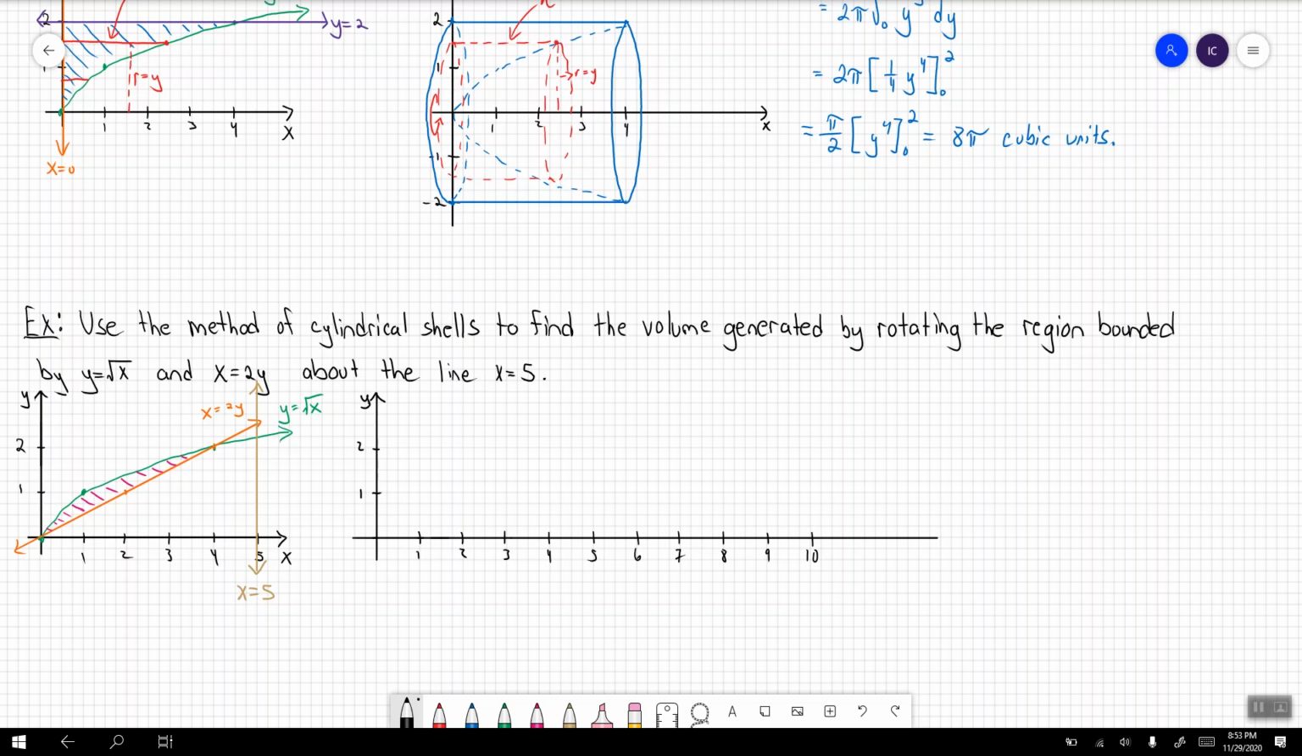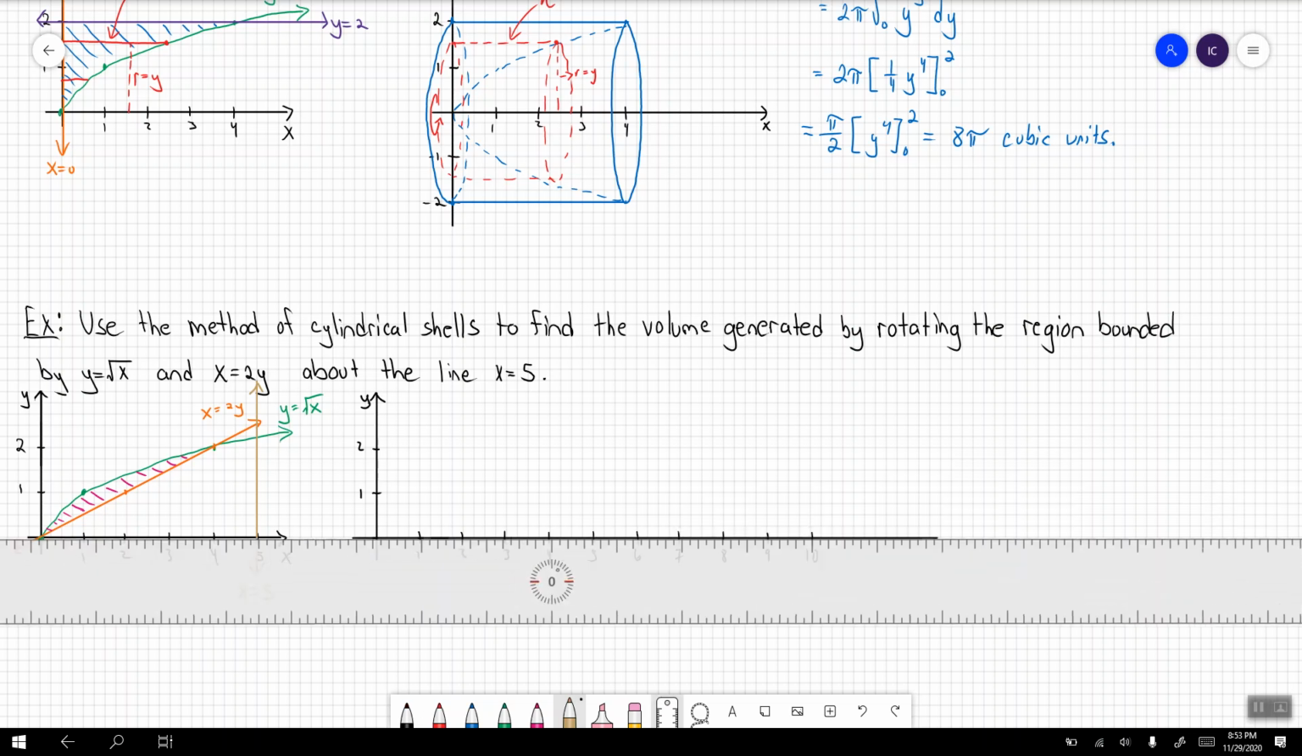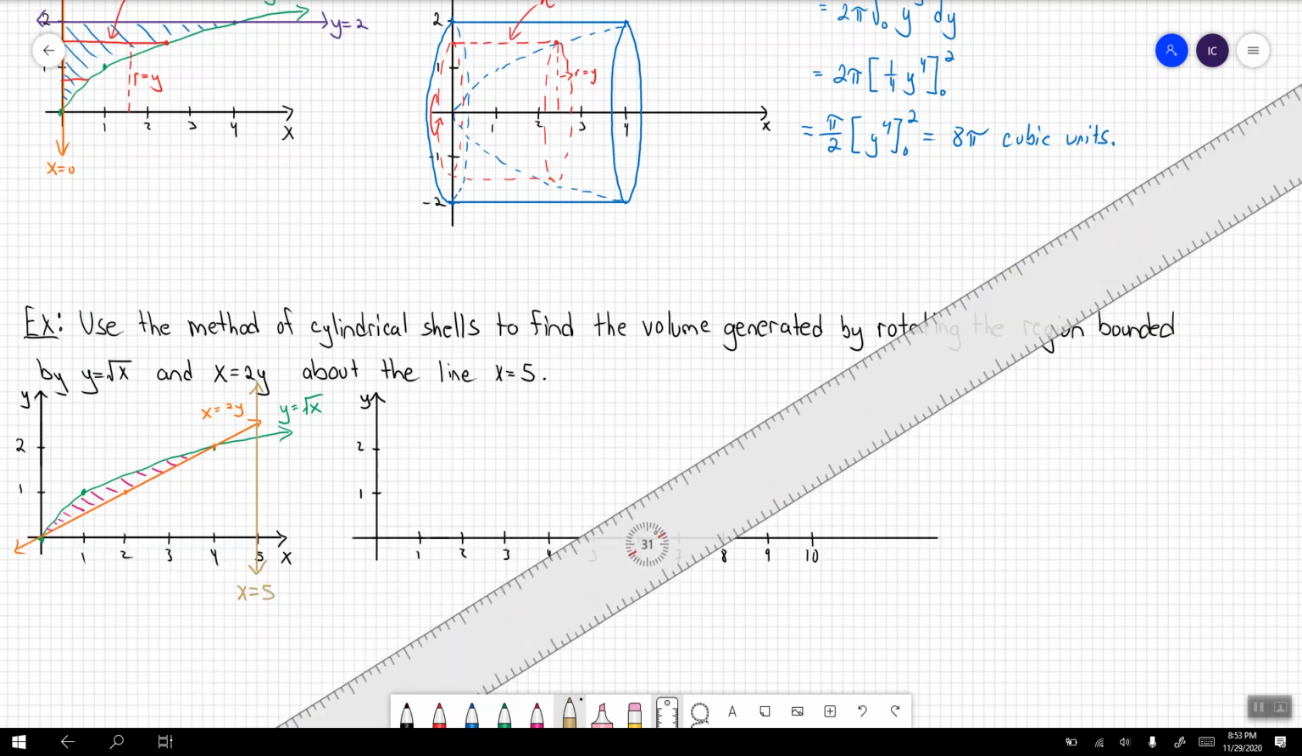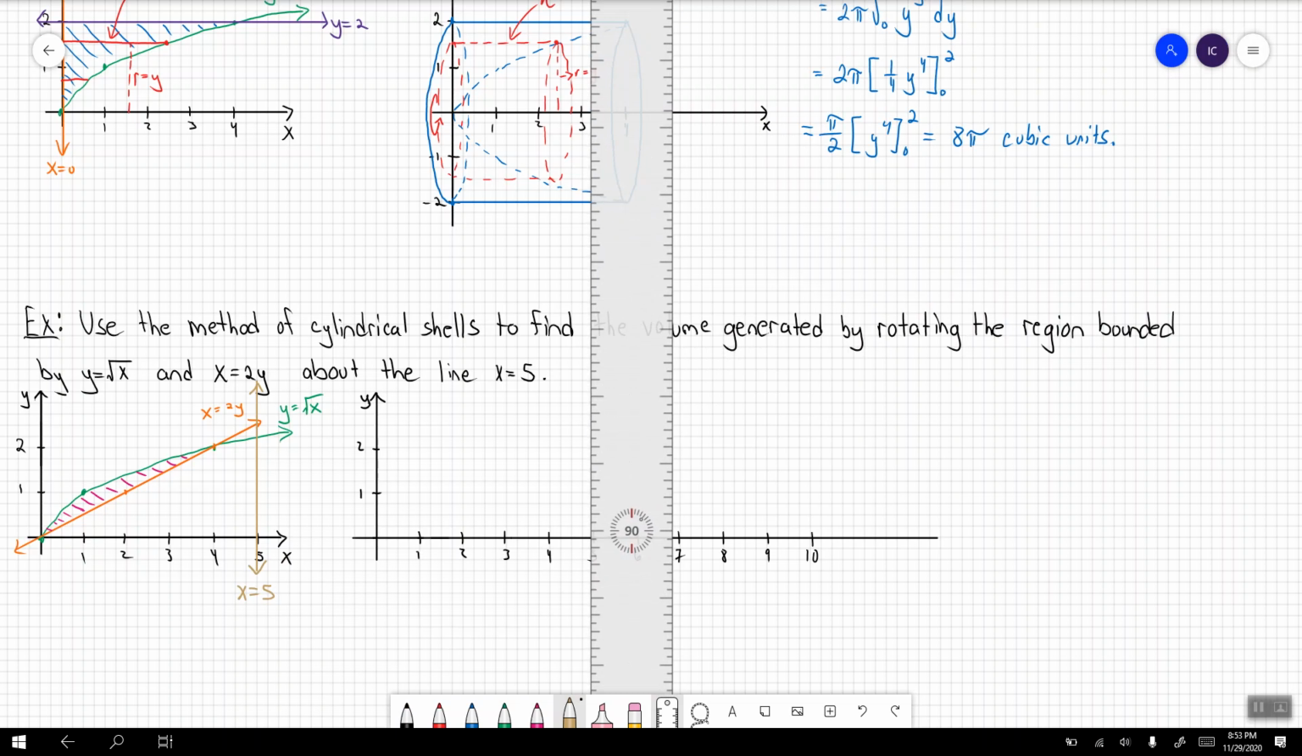Those are the coordinates. The area that's made between them has the function y is equal to the square root of x up top, and it has that area bounded below by x is equal to 2y. And we want to rotate this region about x is equal to 5. Now, I haven't rotated the region just yet, because I want to show that that region is going to be rotated along x is equal to 5.